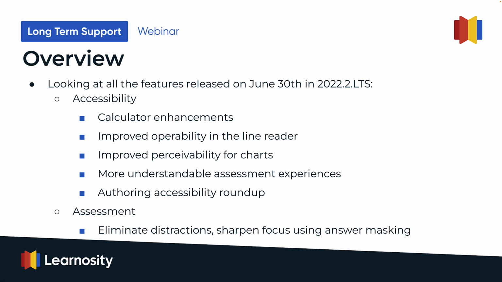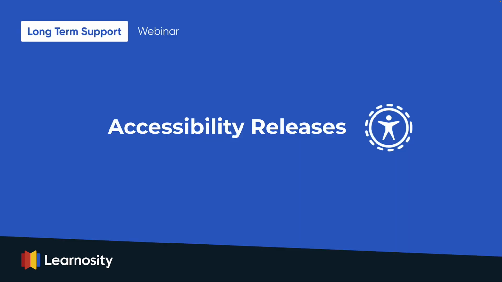Let's just briefly run through what features we released on the 30th of June across accessibility and assessment. For accessibility, we've got calculator enhancements, improved operability of the line reader, improved perceivability for charts, more understandable assessment experiences, and a batch of enhancements related to accessibility for authors. And in assessment, we've made a popular feature simpler to access for end users. This will help learners eliminate distractions to sharpen their focus while they're attempting questions. So firstly, let's give you a closer look at our accessibility release.